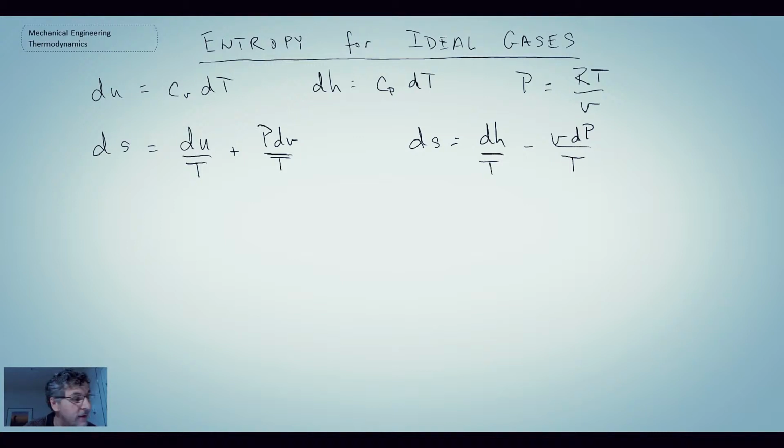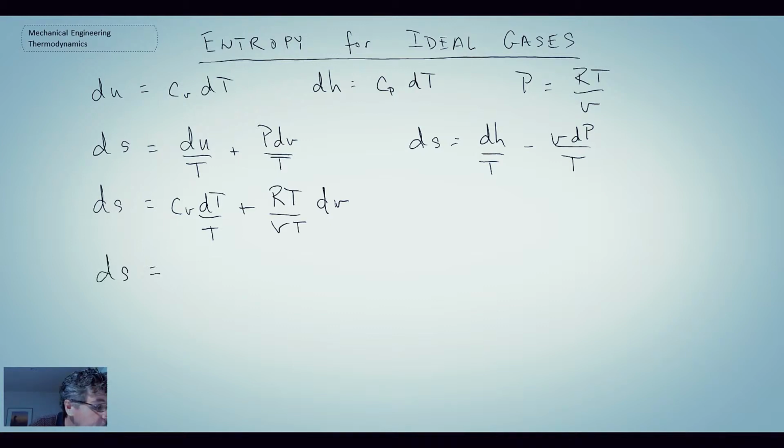So let me start with the equation on the left. So I make a substitution for the internal energy term. And then for the second term in this equation, what I'll do is I'll make a substitution for the pressure using the ideal gas relation. And we can rearrange that equation a little further. Notably, the T's will cancel out. So that's one equation that we will work with.